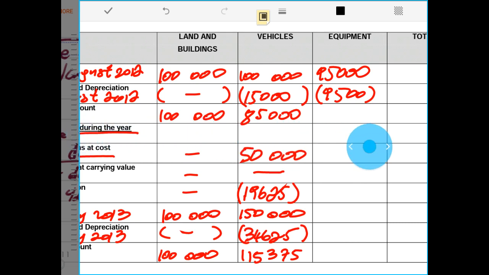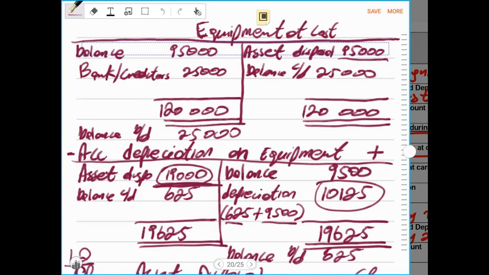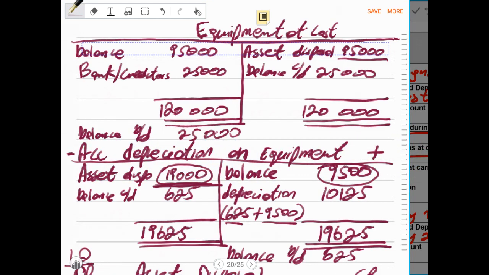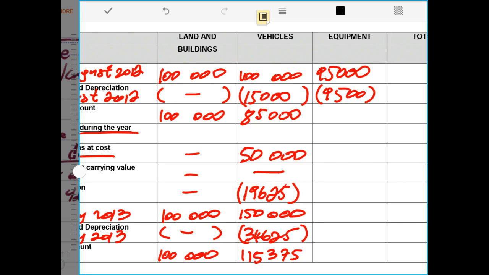So we just record that as it is. Just to check, is it 9.5? Yes, under the accumulated depreciation, we do have an opening balance of 9,500. So that's where the 9.5 comes from, and it was already in the trial balance. So if you say 95,000 rands minus 9,500, that will give us 85,500 rands as the carrying amount for equipment.